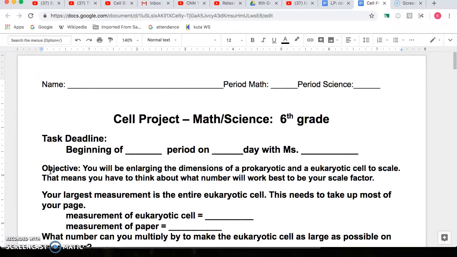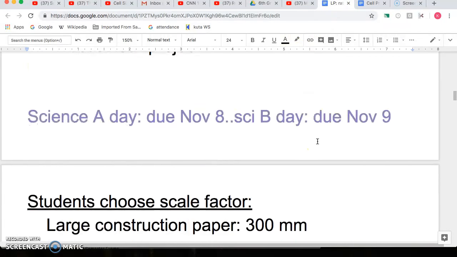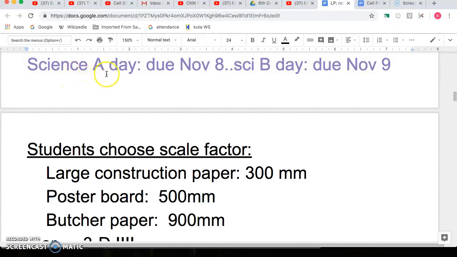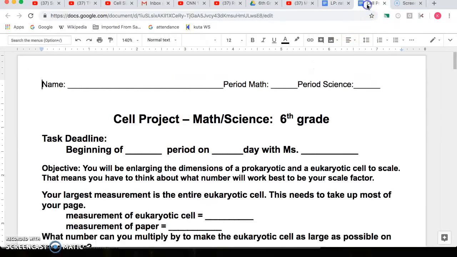Then we're going to come back up to the top. And, of course, you've already put your name and everything up here. We're going to take a look at the deadline. And it is the beginning of your science class period, so whatever you wrote here, you're also going to write here. And then you're going to turn it in with Miss Kiki, so write Kiki here. And then we'll talk about when it's going to be due. So if you have science on A day, it's due November 8th, 2018. If you have science on B day, it's due November 9th, 2018. So make sure you're putting that in this blank.